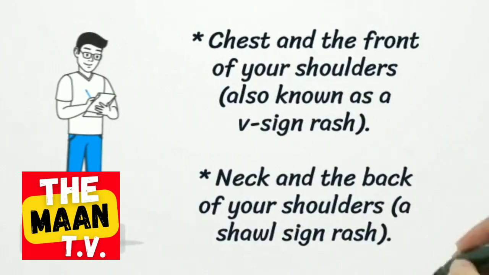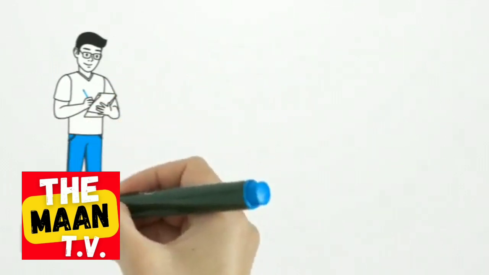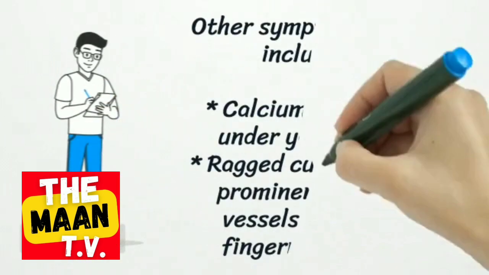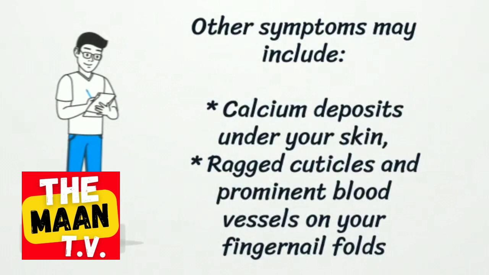Chest and the front of your shoulders, also known as V sign rash. Neck and the back of your shoulders, a shawl sign rash. Other symptoms may include calcium deposits under your skin, ragged cuticles and prominent blood vessels on your fingernail folds.